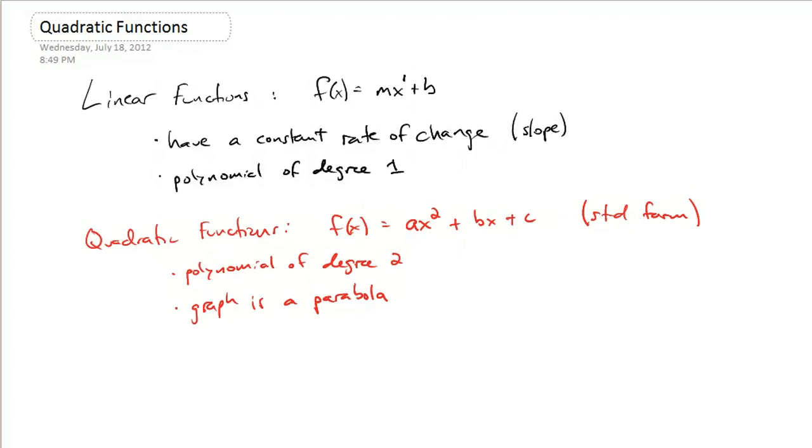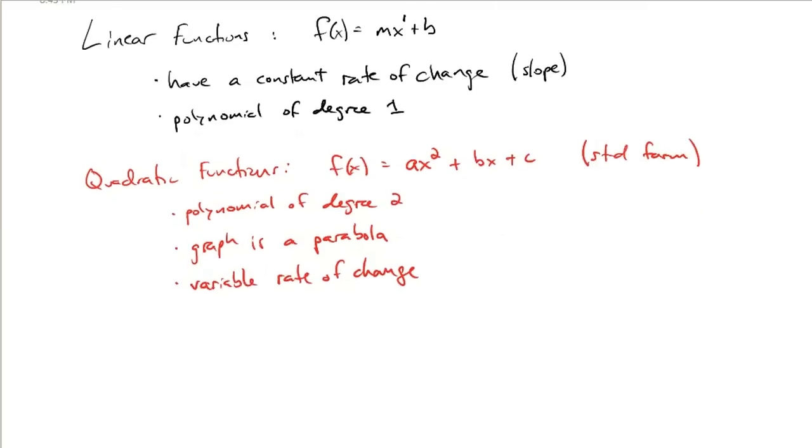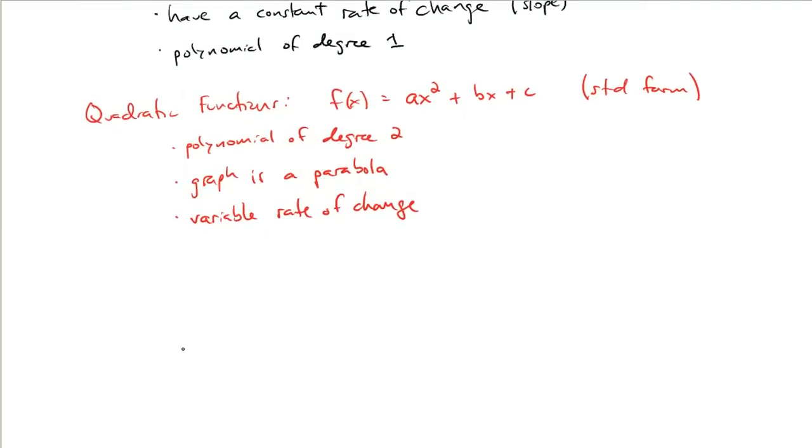The rate of change is not constant, so we call this a variable rate of change, which gives the curve a curved shape. But if I were to make a table of values of x squared, which is the standard quadratic function, 0, 1, 2, 3, 4, 5 for x produces 0, 1, 4, 9, 16, 25 for x squared.